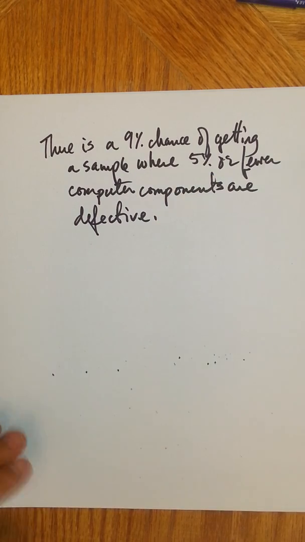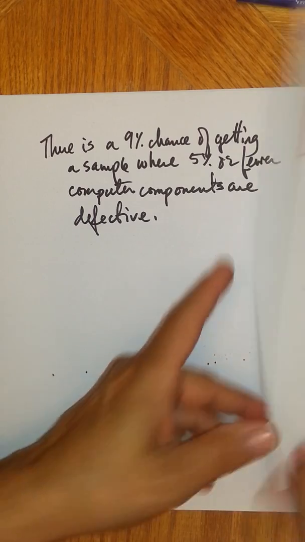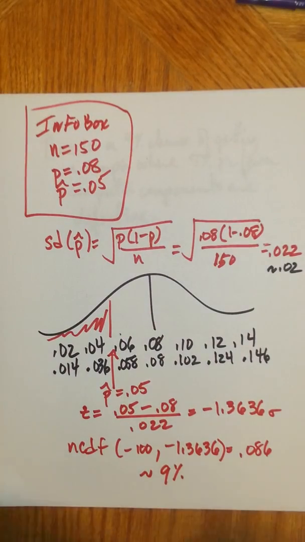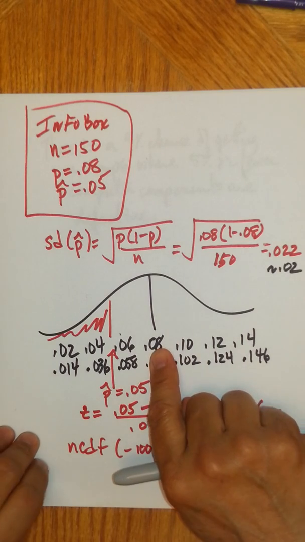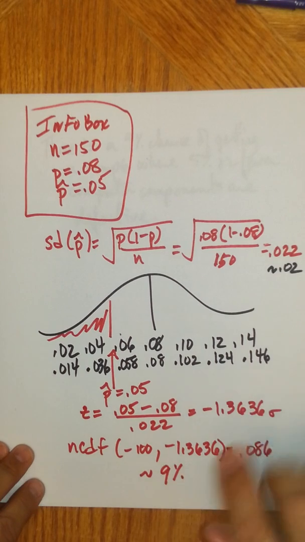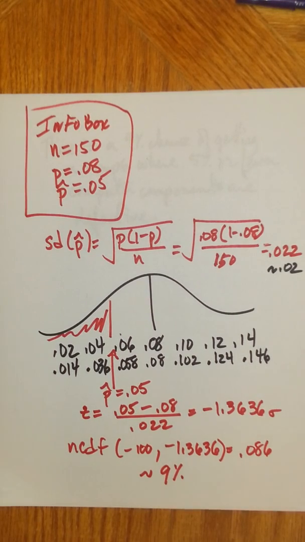So you would think, oh, if you got one of these samples right here, you would accept the shipment, you would buy it. When in fact, the truth is 8%, and if you knew that, you wouldn't buy it at all. Okay, that's the idea. So there's a 9% risk associated with buying this shipment, right?